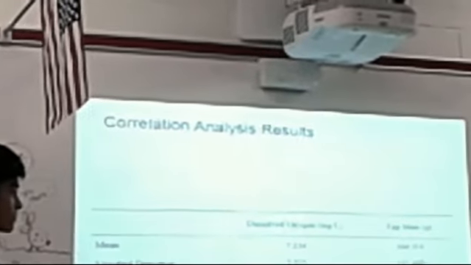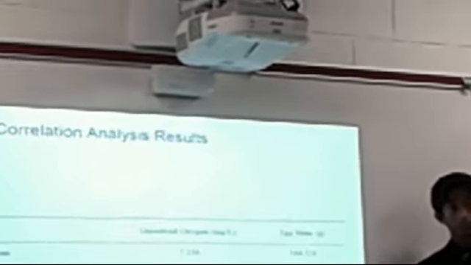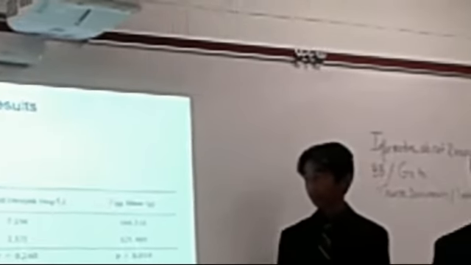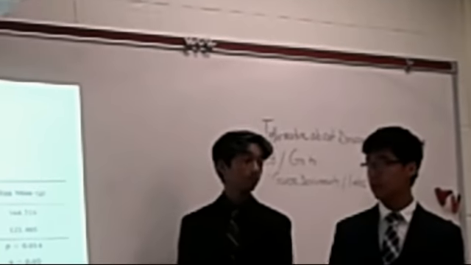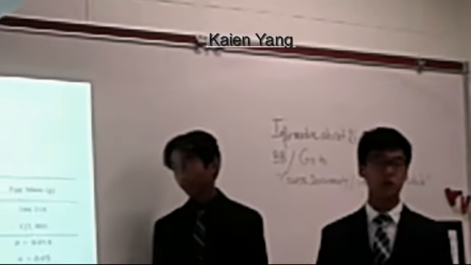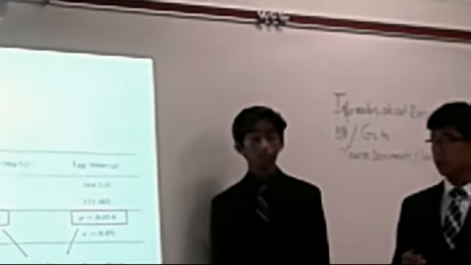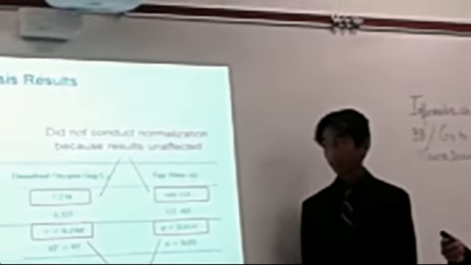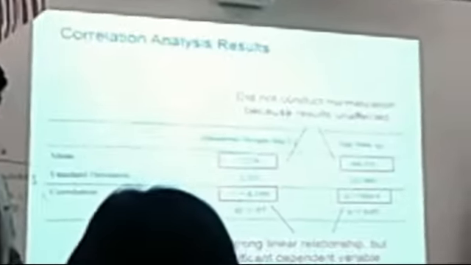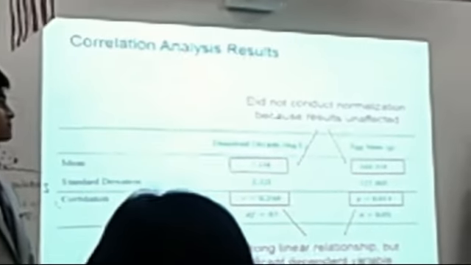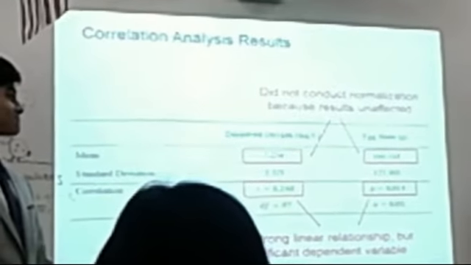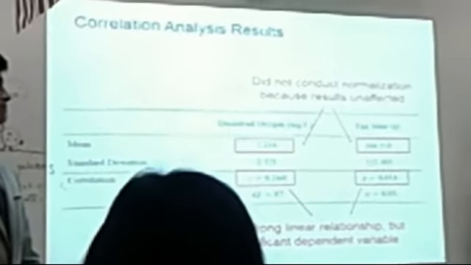We found that dissolved oxygen had a mean of 7.234 milligrams per liter and a standard deviation of 2 milligrams per liter, while the egg mass had a mean of 164 grams and a standard deviation of 121 grams. Prior to conducting data analysis, we did not conduct normalization because the results of a correlation analysis are typically unaffected by whether normalization is conducted or not.